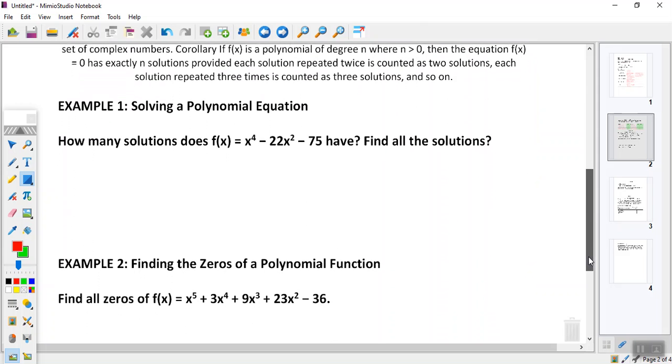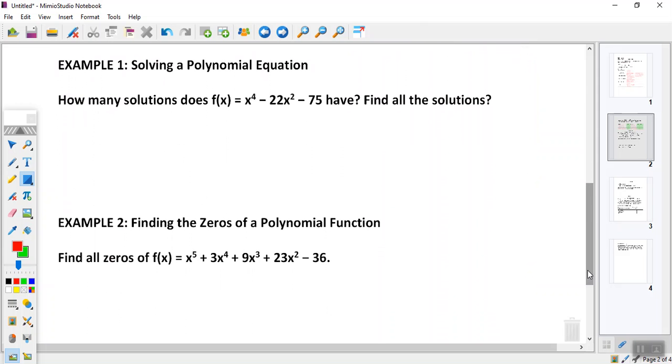Example 1. This says the following: how many solutions does f of x equals x to the 4th minus 22x squared minus 75 have? Guys, you might want to get into your Chromebooks.